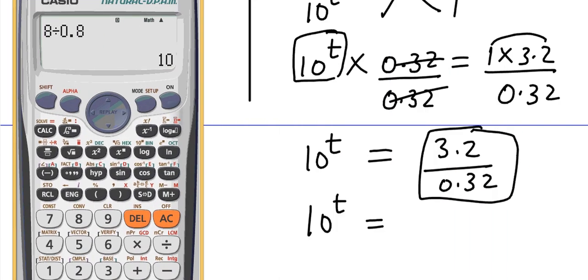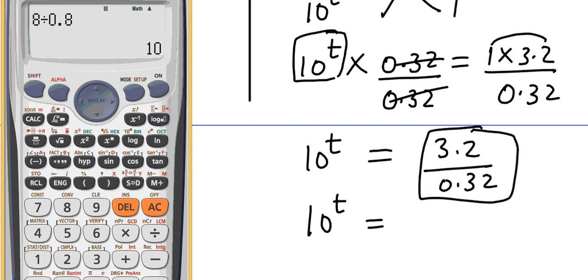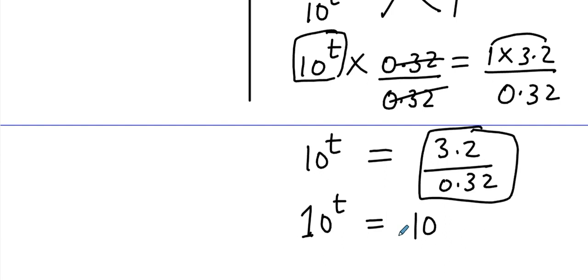We have 3.2 divided by 0.32. See that? The answer equals 10. But this is 10 to the power of t equals 10. So just 10 as a power, you put it as 10 to the power of 1.